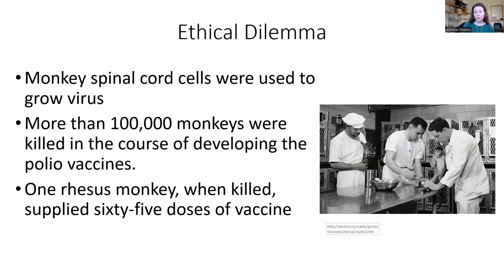Okay, so there was an ethical dilemma with the polio vaccine because monkeys were actually used to create the vaccine. We didn't have quite the same laboratory capabilities as we do now. So what that means is more than 100,000 monkeys were killed in the course of developing the polio vaccine. Per one rhesus monkey, it supplied 65 doses of vaccine.